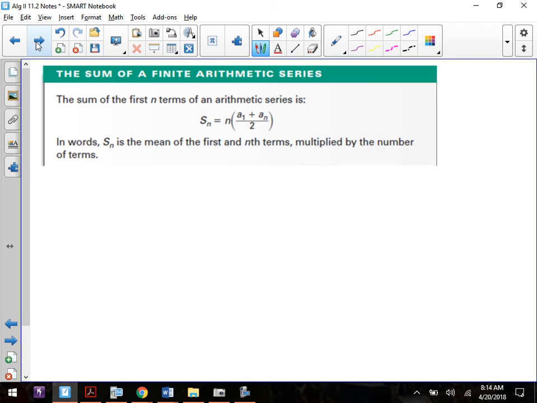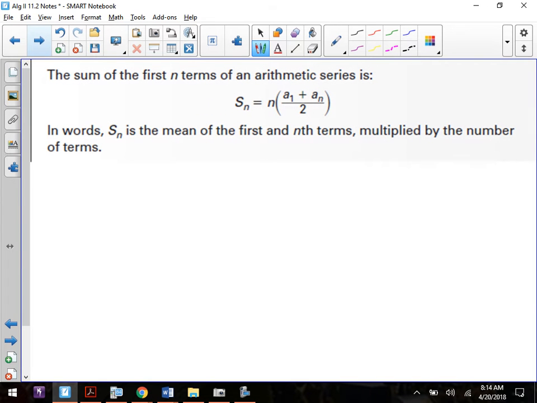Find the sum of the first n terms of an arithmetic series. Again, this is straight formula stuff. I'm not going to tell you which is which, but you'll be able to tell real quick the difference between S sub n versus A sub n. What do you think S stands for? Sum.